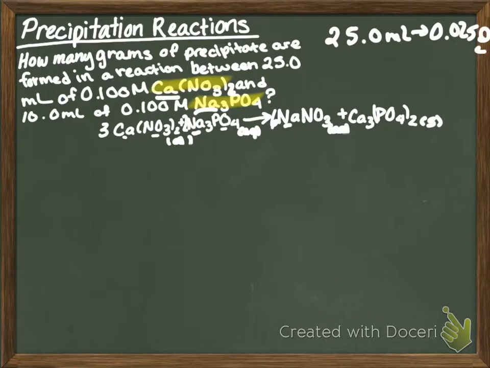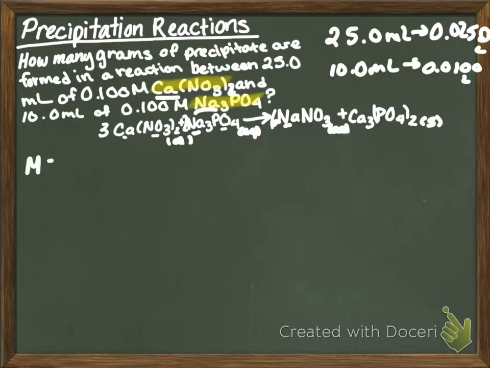That's how many liters of my first solution I have. I'm going to do the same thing with my 10 milliliters. That becomes 0.0100 liters. Now that I've got both of those, I can use my molarity equation.